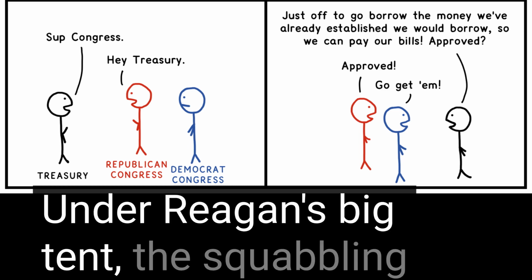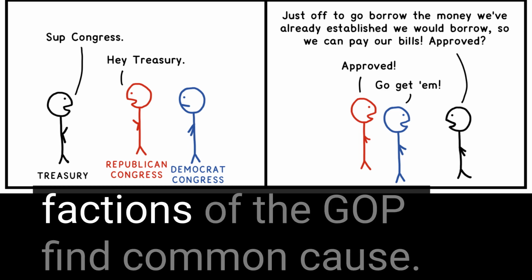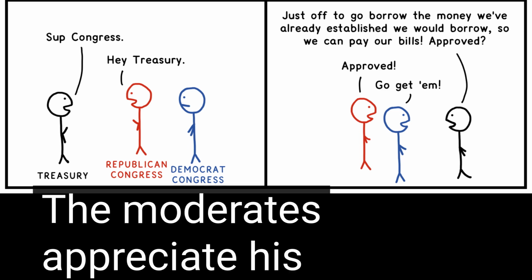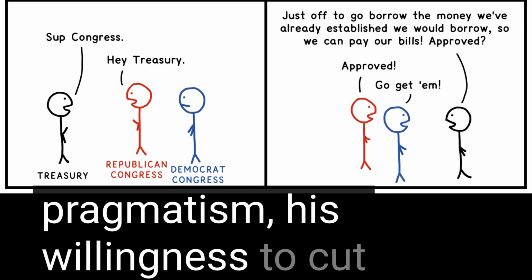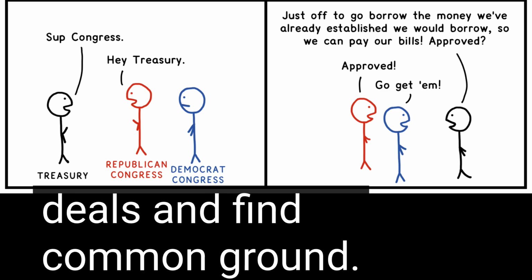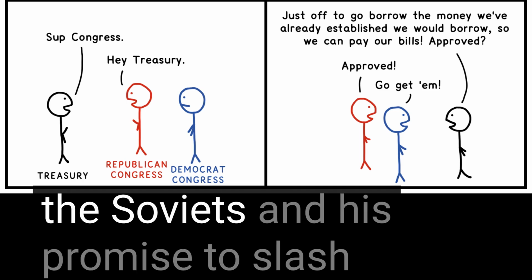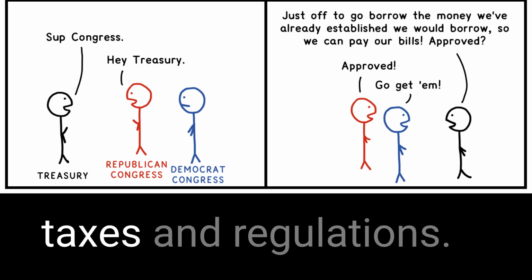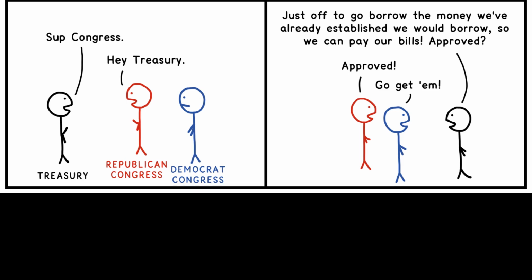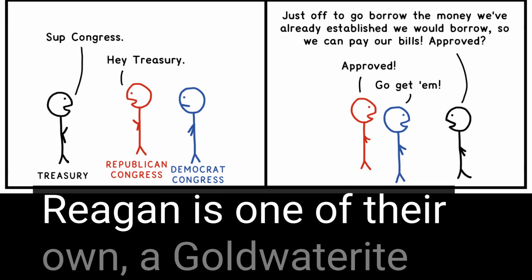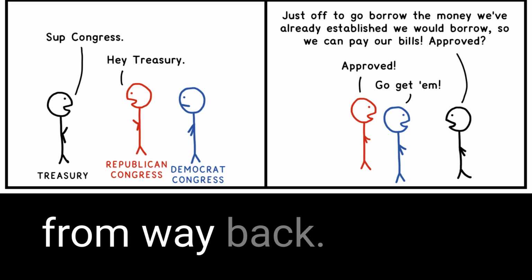Under Reagan's big tent, the squabbling factions of the GOP find common cause. The moderates appreciate his pragmatism, his willingness to cut deals and find common ground. The hardliners love his tough talk on the Soviets and his promise to slash taxes and regulations. Even the RFS are mollified after all. Reagan is one of their own, a Goldwaterite from way back.